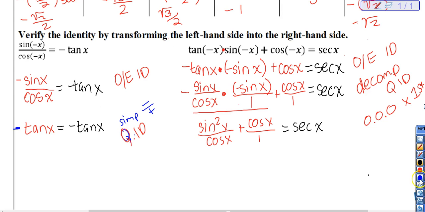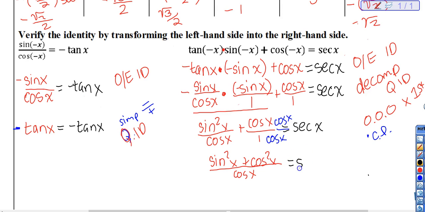Common denominators. If you don't mind, I'm going to go ahead and just use a secondary color on the same line because we're running out of space. Right? So secondary, I'm going to do common denominators. So the second fraction's denominator says this one wants cosine of x over cosine of x. And we'll simplify. Okay. So can we add now, since they have common denominators? So that would be sine squared x plus cosine squared x all over cosine of x equals secant of x.